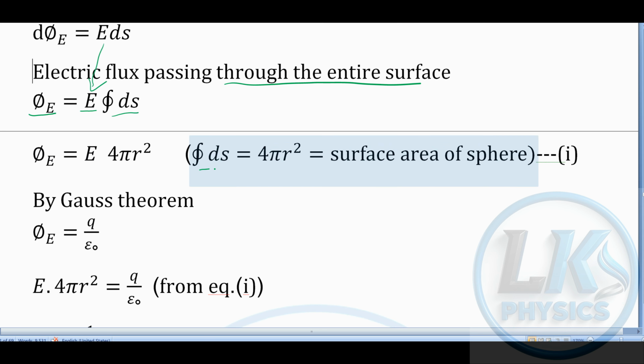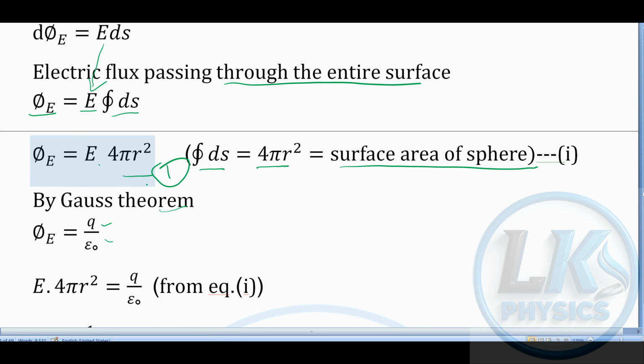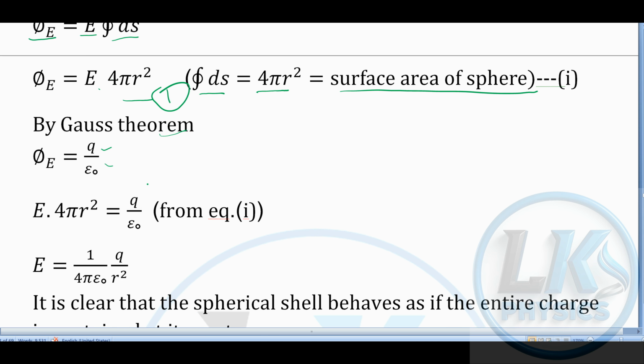The integration of ds is equal to 4 pi r square, which is the surface area of the sphere. This is phi equal to E into 4 pi r square. But by the Gauss theorem, we have phi equal to q upon epsilon naught. From equation first, we put the value of phi e. This is the value of phi e equal to 4 pi r square E equal to q upon epsilon naught.